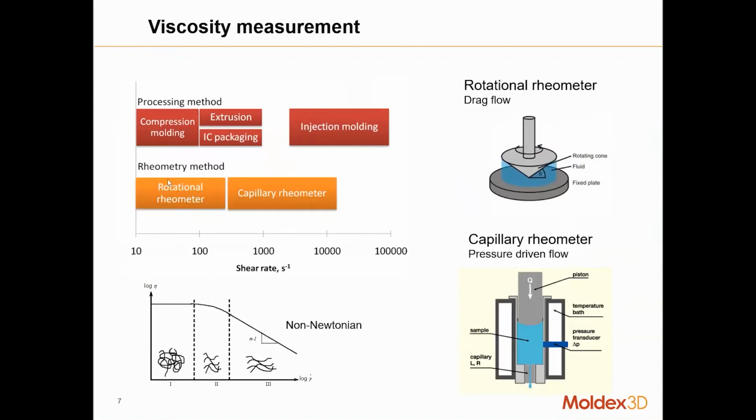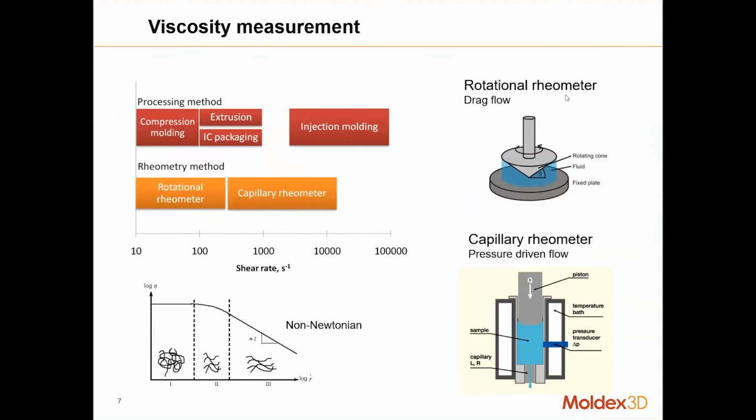So together, both of these will cover the shear viscosity curve from the Newtonian regions all the way to the non-Newtonian regions, which is depicted on the lower left-hand corner. So these two instruments work on different principles. So, for example, the capillary rheometer is based on a pressure-driven flow. So you have the samples sitting inside of the chamber, and the piston will move through at a relatively high speed to push out the samples through a very tiny capillary in order to generate very high shear rate.